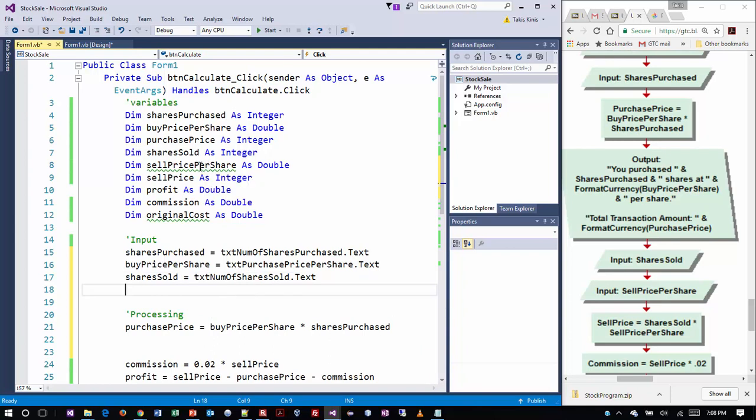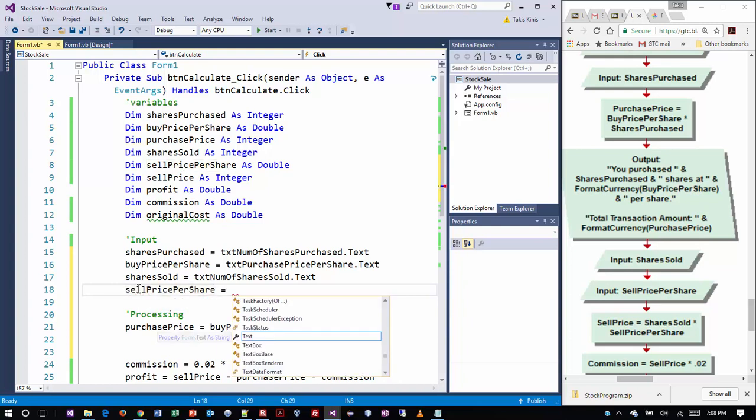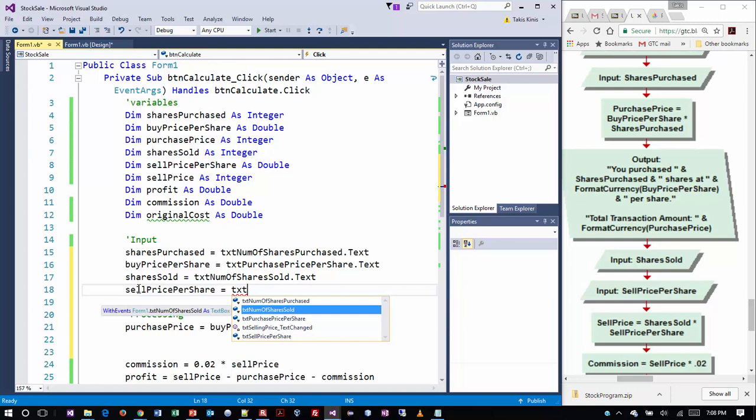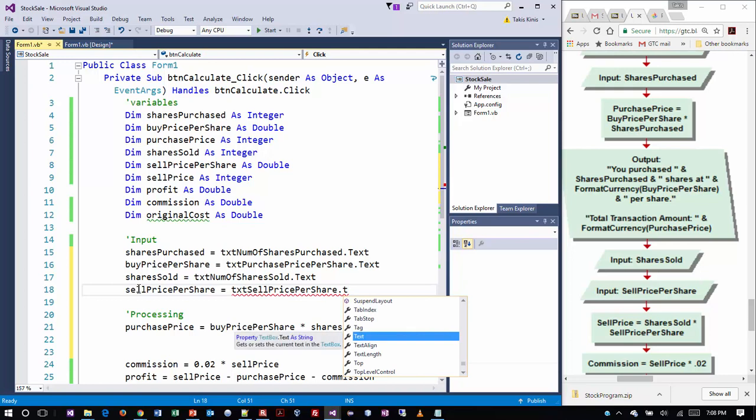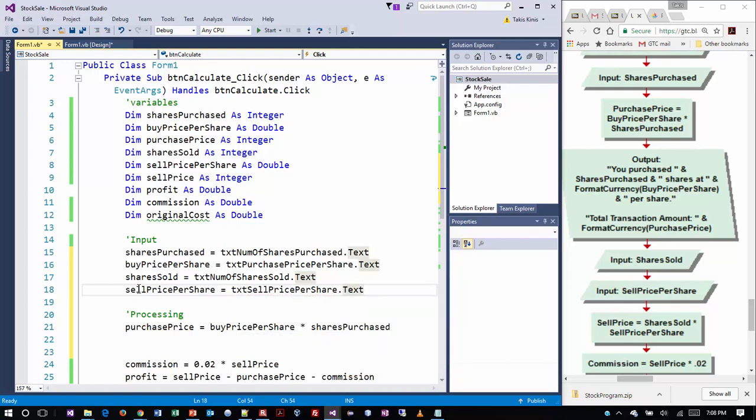Then we'll do the same thing for the sell price per share. Copy that, paste it, equals txt. Which one am I choosing? Agreed? Okay. So I make sure we're on the same page. And the text of that field.